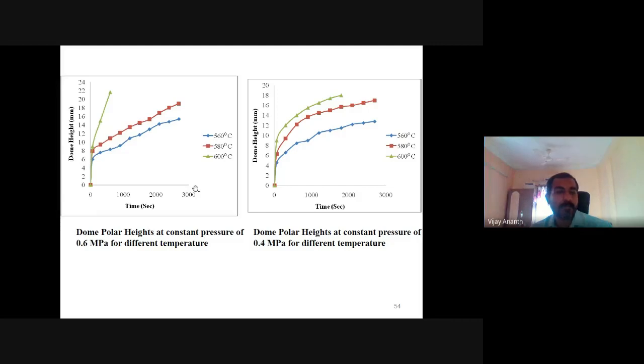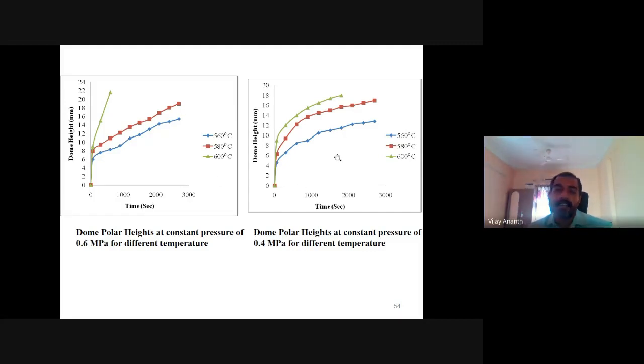This is the time as well as the dome height for different temperatures. Different temperatures we have tested: 560, 580 and 600 degrees centigrade. At 600 degrees centigrade, what is happening? We have a very high percentage of elongation, but the components fail at the end, within a very short period. But for the other components, at 580 and 560 degrees, the components are not failed, and we are getting forming of nearly 19 mm of dome height.